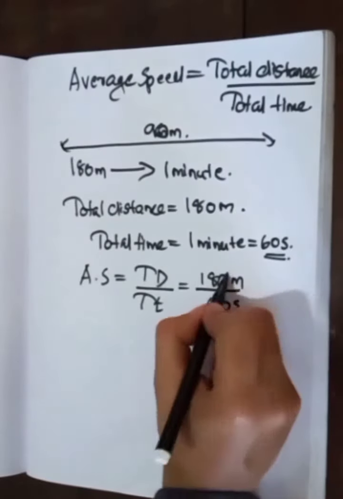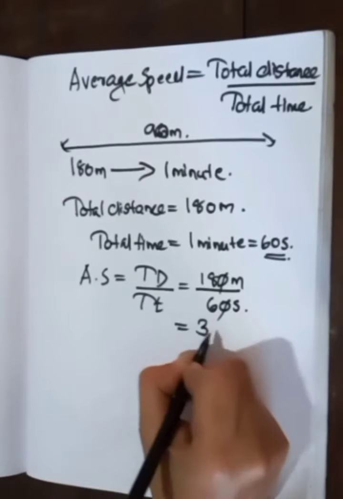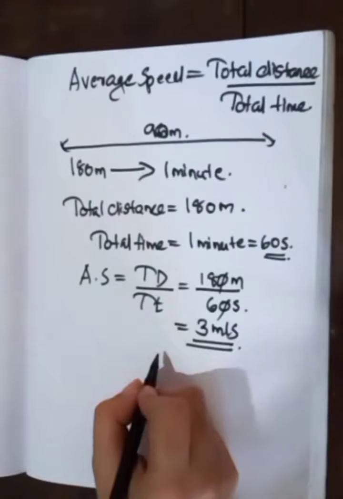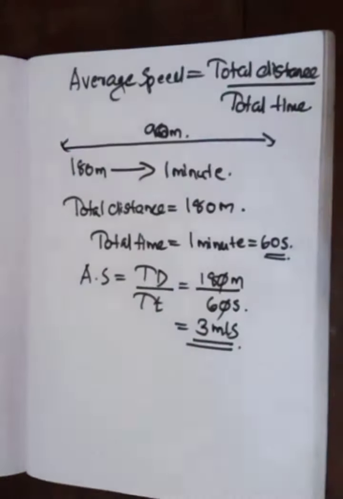Okay, therefore 6 by 18, it is 3 meter per second. So here average speed is equal to 3 meter per second. Then what is the average velocity?